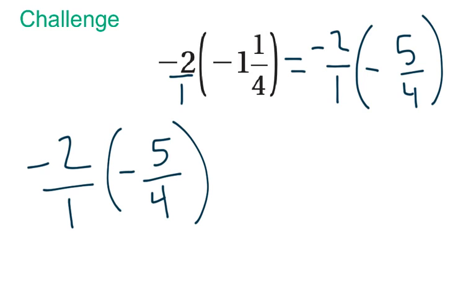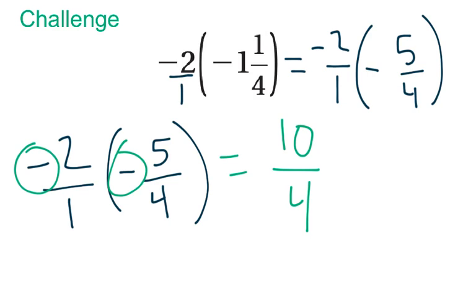2 times 5 is 10. 1 times 4 is 4. I have a negative and a negative, so they have the same sign. So same sign means positive answer, so I'm going to leave it positive. Now, is there any way that I can simplify 10/4? Is there anything I can divide 10 and 4 by? Yes, I can divide 10 and 4 by 2.